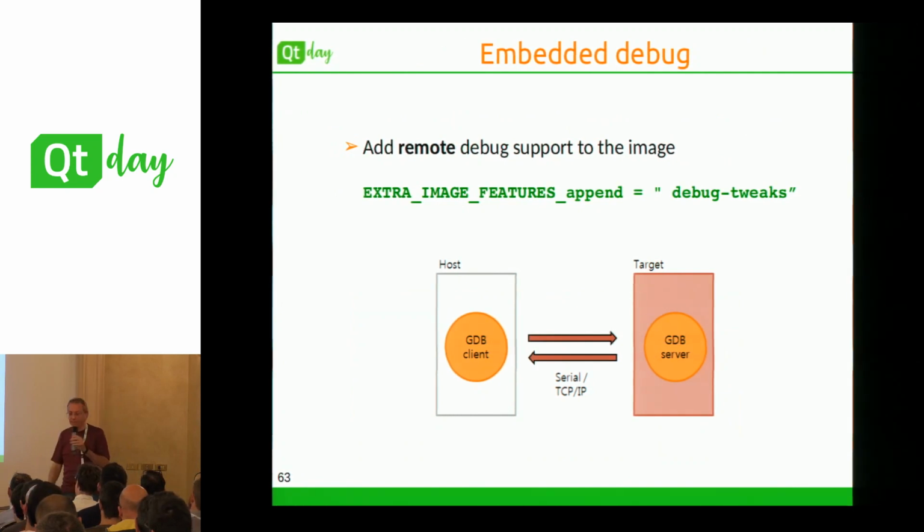If you want to debug, you need to remember to put into the configuration to append the debug-tweaks, but it is set by default, so you are lucky. And in this way, you can cross-debug on your target. So you can put breakpoints on your desktop and see the application working on the target with the breakpoint.